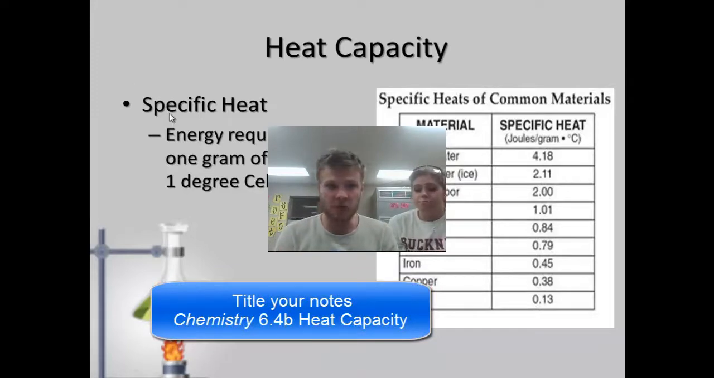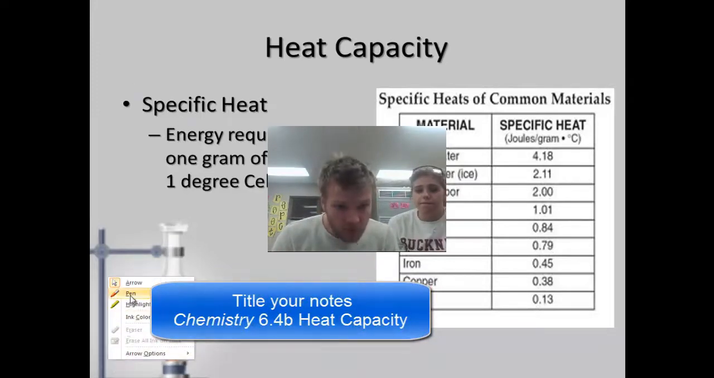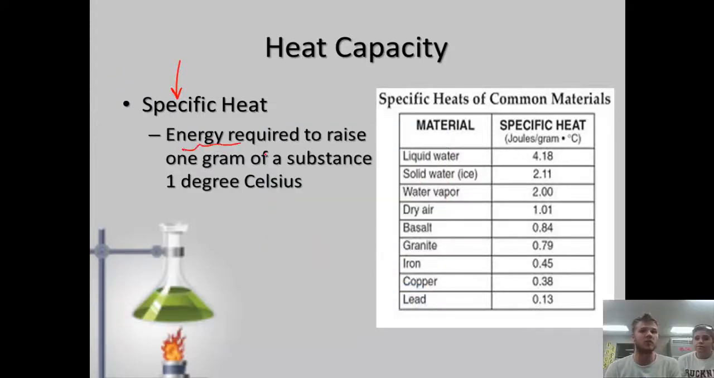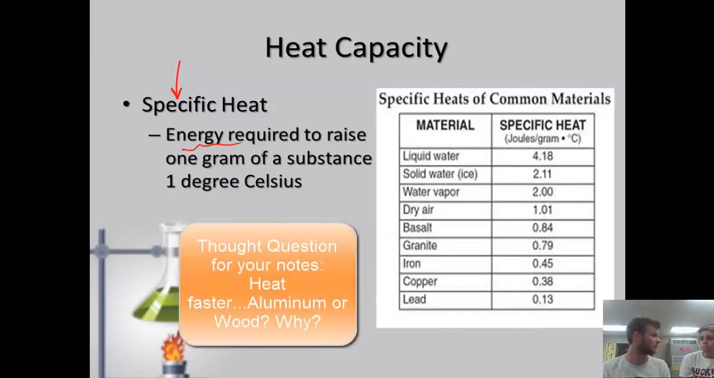Just a reminder, specific heat is the amount of energy required to raise 1 gram of a substance 1 degree Celsius. So if I think about this, what would heat faster if I had 10 grams of aluminum or 10 grams of wood? Depends on the specific heat.